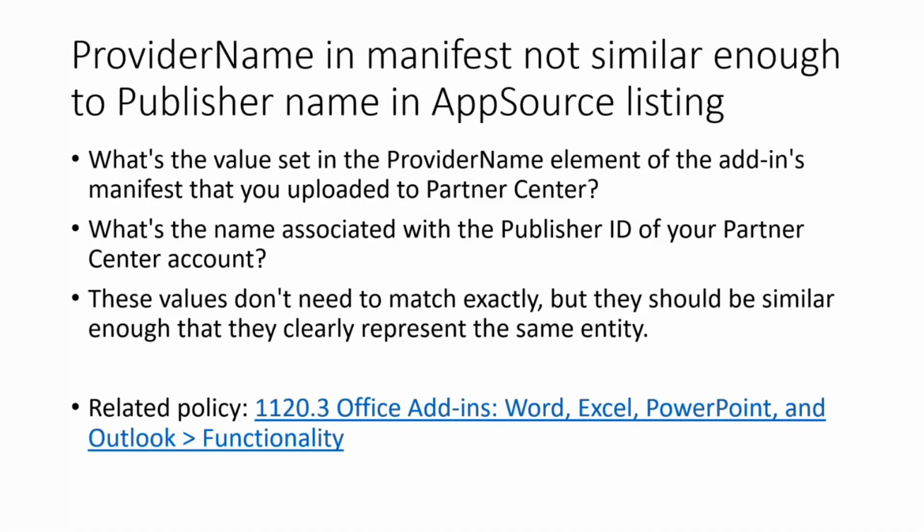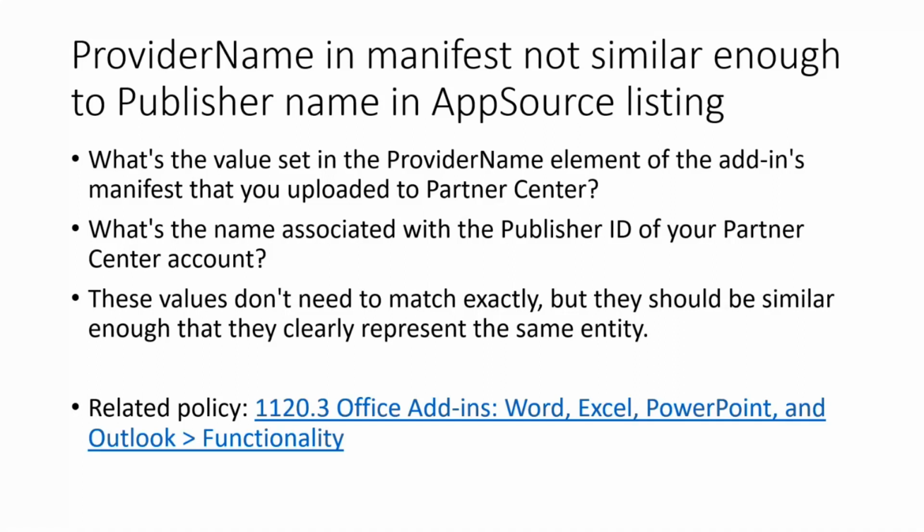Last but not least, provider name and the publisher name. So what you need to check is the manifest that you uploaded to Partner Center, the provider name element in that manifest. Consider what that is. What did you set it to be? Please don't have it be Contoso or Northwind or any of the fictitious ones that we provide by default. Make sure you've updated it to your own company name or whatever you call your entity.